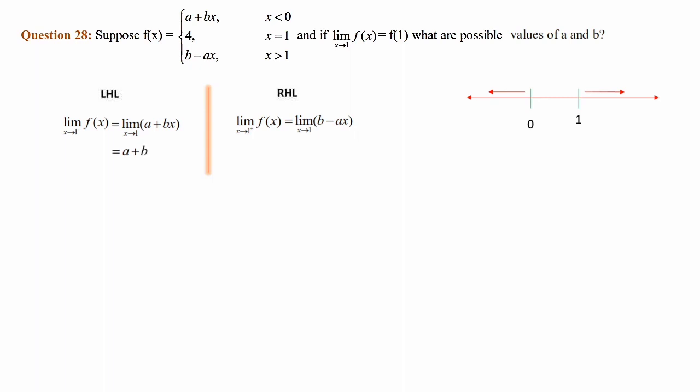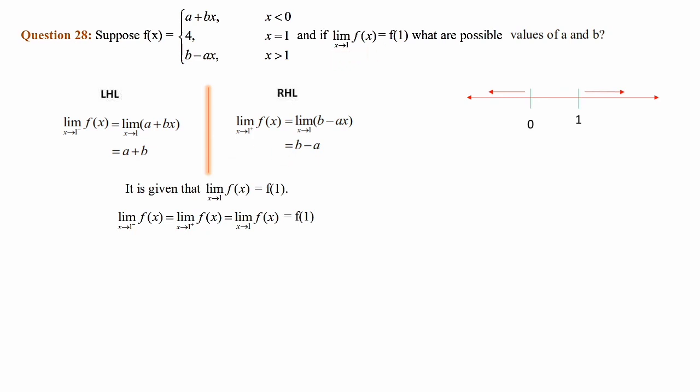Now let's substitute. When you substitute x as 1, it will come as a plus b into 1, that is equal to a plus b. And here limit x tends to 1 of b minus ax, with x replaced by 1, we will get b minus a. Now it is given that limit x tends to 1 f of x is f of 1. This means the left hand limit and the right hand limit should coincide. If these two are equal, then only we can say that limit x tends to 1 f of x exists.